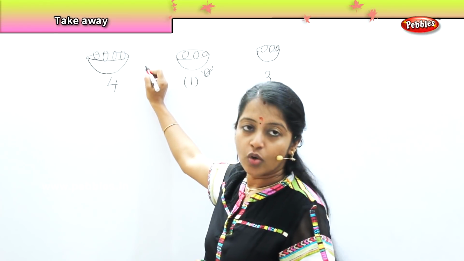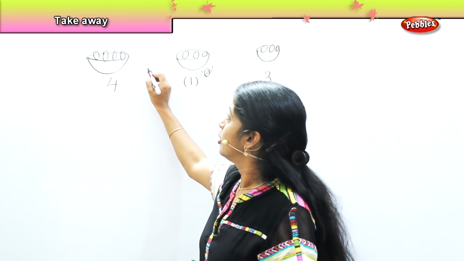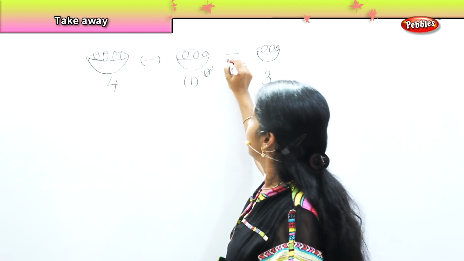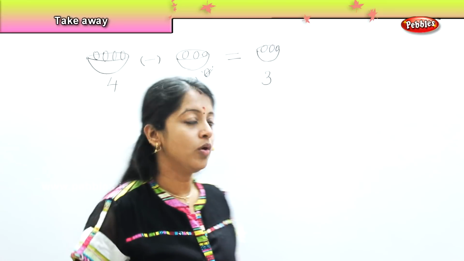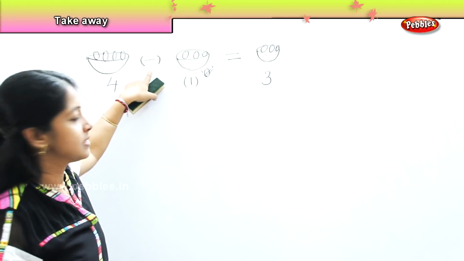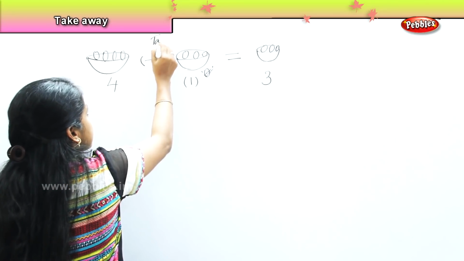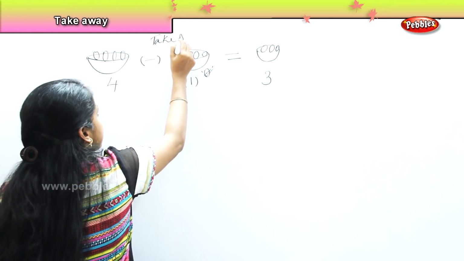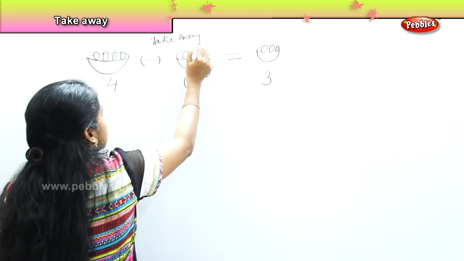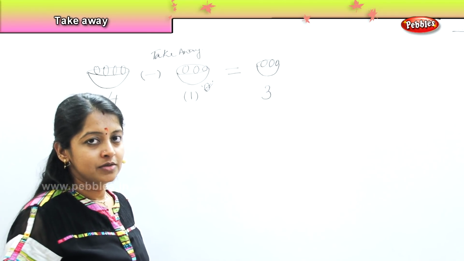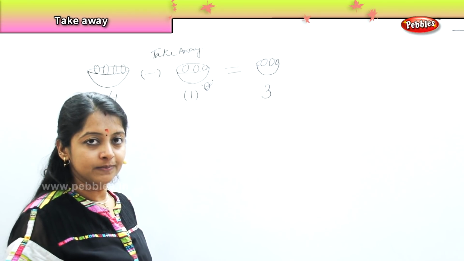Right. So, here what did I say, children? You need to put a minus sign and you need to put an equal to. So, this minus is called take away. Take away. Okay. So, shall we do it with one more example?